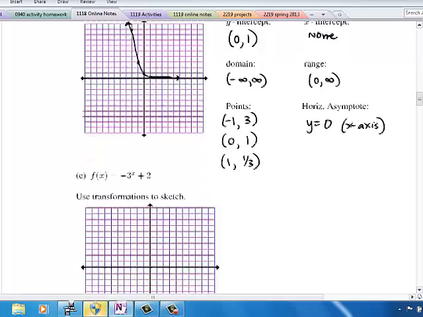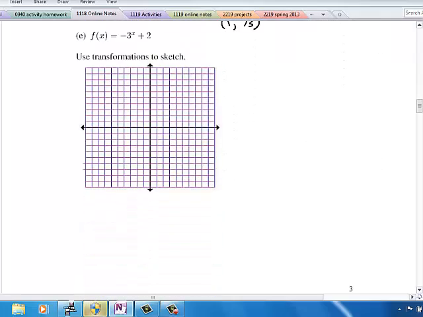Okay, now we want to see what happens if we involve some transformations as well. So here what we want to think about is we can see that there's an exponential function at the heart of this, because I have an x up in the exponent. So when I think about the parent, it's going to be y equals just the base with the exponent x. Everything else is going to be thought of as a transformation, but the base has to be part of that parent function. So I want 3 as the base with the exponent x. The negative sign will be part of the transformation, and the +2 will be part of the transformations.